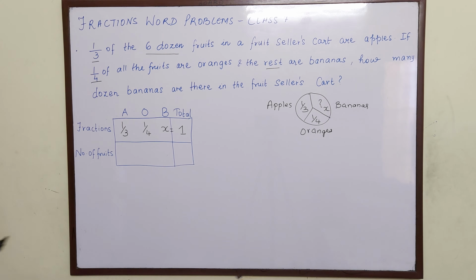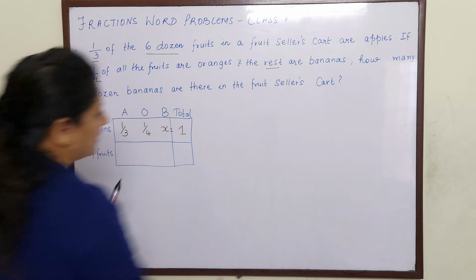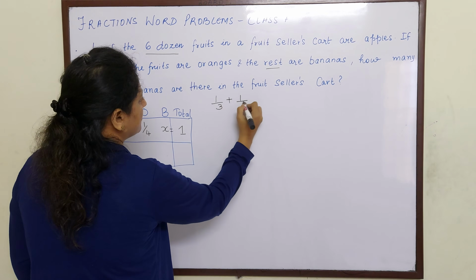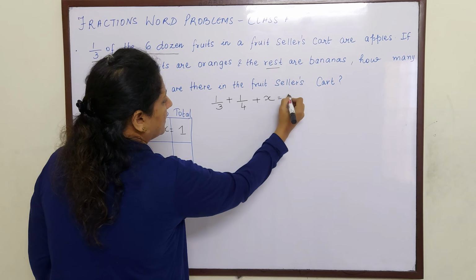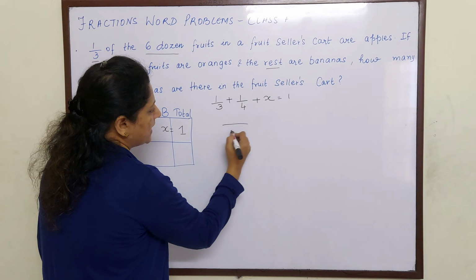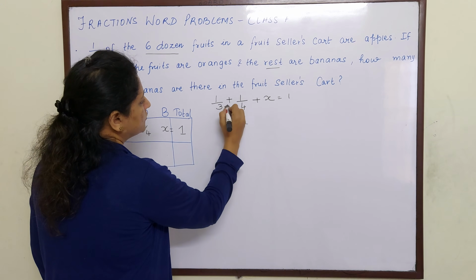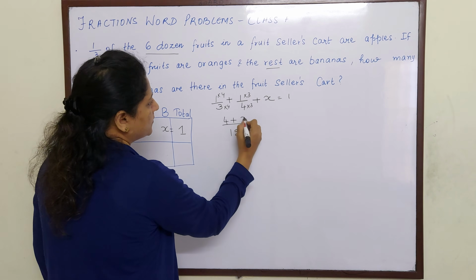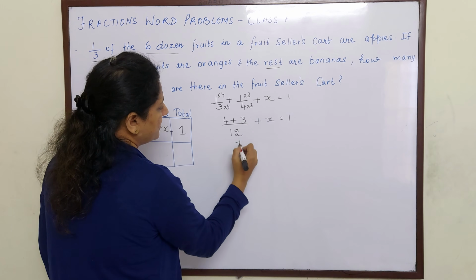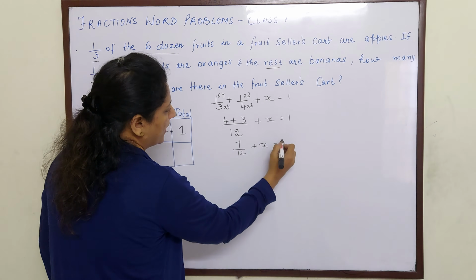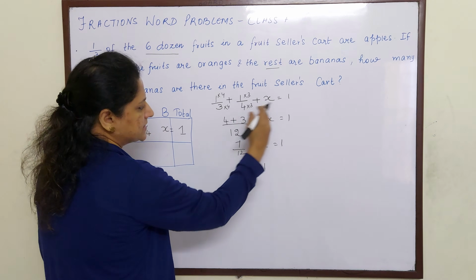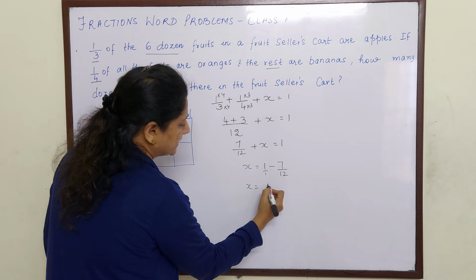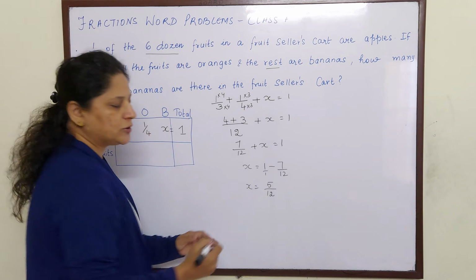So let us solve this. Fraction of apples plus fraction of oranges plus fraction of bananas equals 1. Now we have to take the LCM. 3 4s are 12, so 4, plus 4 3s are 12, so 3. It will be 7/12 plus x equals 1. So x is nothing but 1 minus 7/12, when it goes to that side. After taking the LCM, you will get x equal to 5/12.